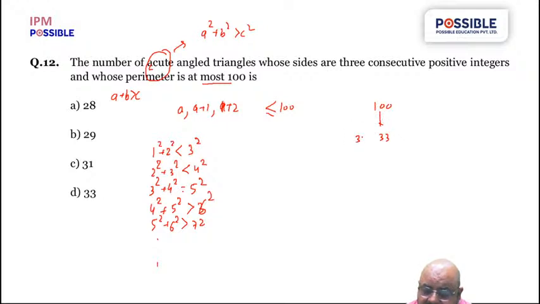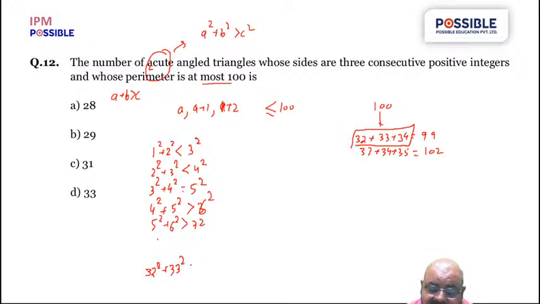So if I look at 32 plus 33 plus 34, this will be 99. If I look at the next number, 33 plus 34 plus 35, the total will exceed the previous total by 3 and become 102. And therefore the largest sides that are possible, consecutive numbers, would be 32, 33 and 34.